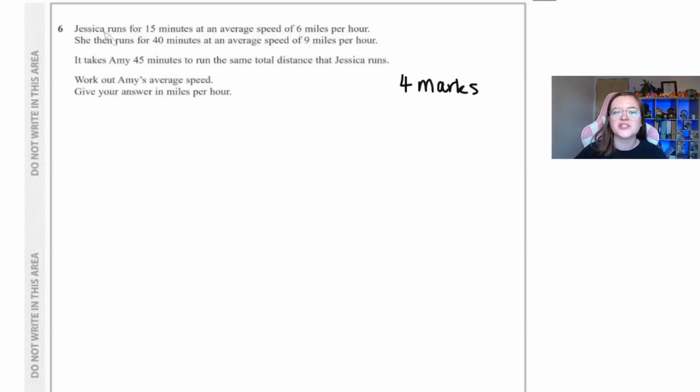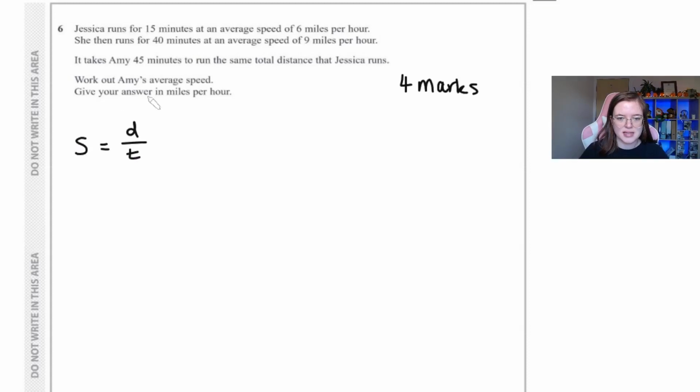On we go. Question 6, Jessica runs for 15 minutes at an average speed of 6 miles per hour. She then runs 40 minutes at an average speed of 9 miles per hour. It takes Amy 45 minutes to run the same total distance that Jessica runs. Work out Amy's average speed. Give your answer in miles per hour. So we've been given speeds, times, distances in the question, which means that it's going to be the infamous equation. Speed is distance over time.